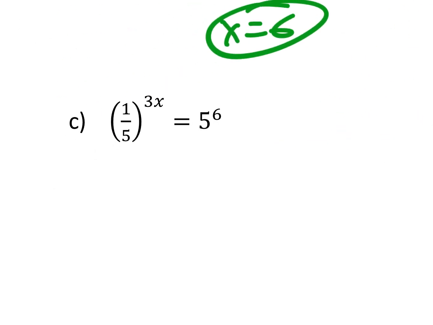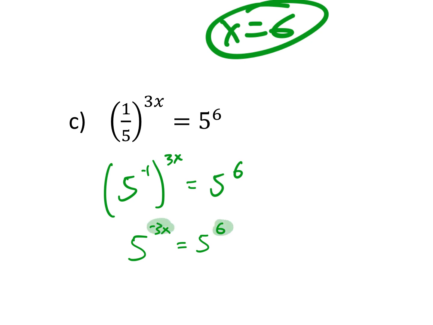Okay? Whoa, what about this? Well, this is a 5 to a power. This is 1/5 to a power. But it seems like we know something about this. What kind of power would put a 5 on the bottom? Well, a negative power would, right? So let's rewrite this 1/5 as 5 to the negative 1. Now things are looking more similar. We got powers of 5, but let's go a little further. Power to a power, we multiply. So this is 5, and negative 1 times 3x is negative 3x.